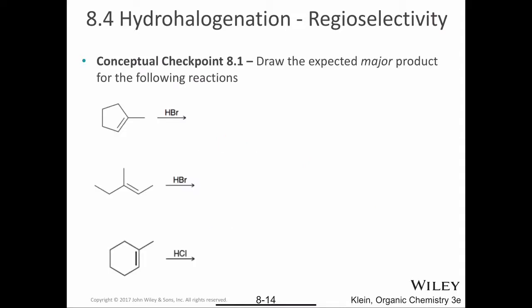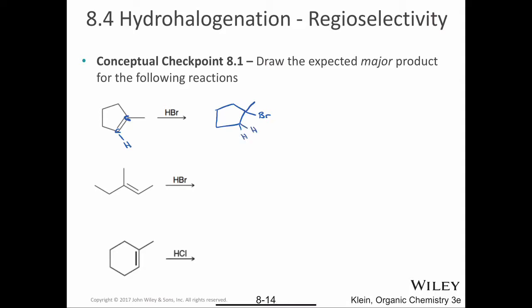So let's take a look at some problems. Draw the expected major product for the following reaction. All three of the alkenes on this slide are being treated with a hydrogen halide, and they're all unsymmetrical alkenes. Taking the first one, if I look at the two carbon atoms in the double bond, the one on the top has no hydrogens attached, whereas this one has one hydrogen attached. So we're going to go by the rich get richer rule, and my bromine is going to be attached to this carbon, and of course my hydrogen is attached here.